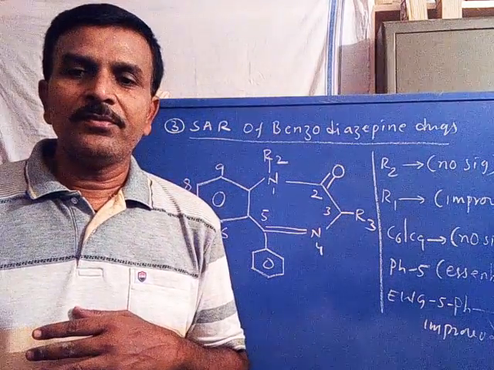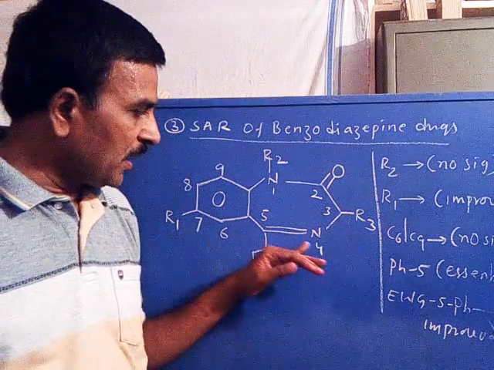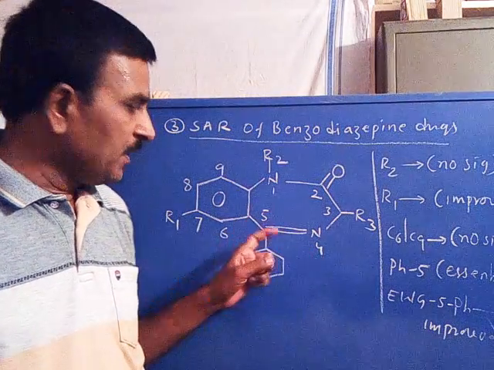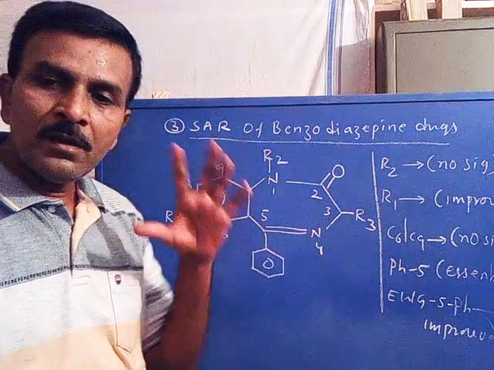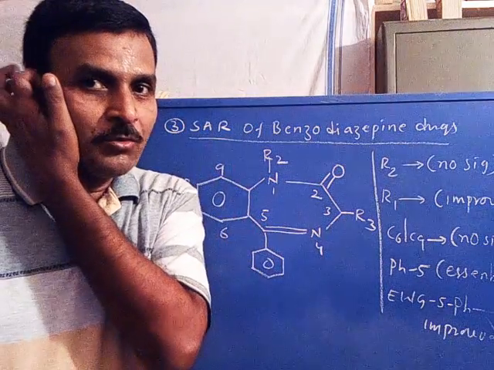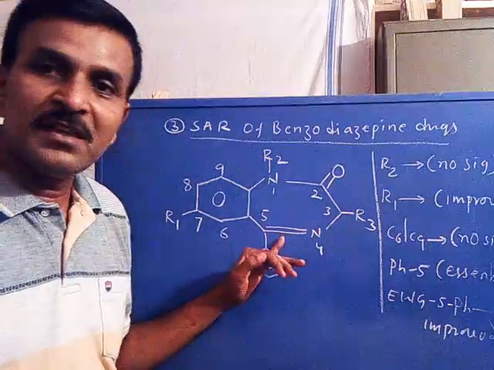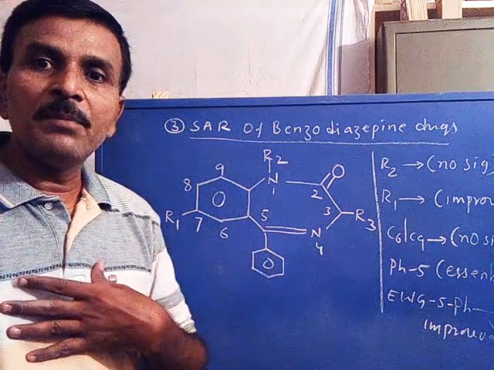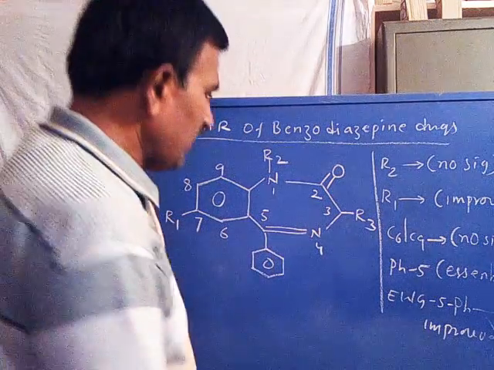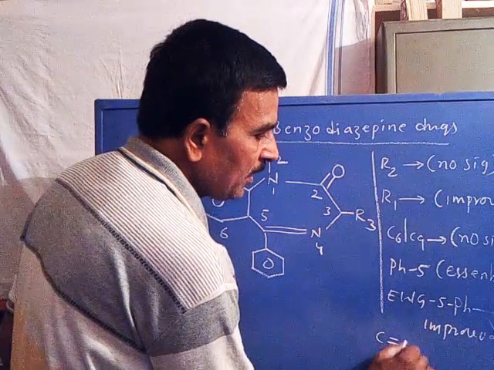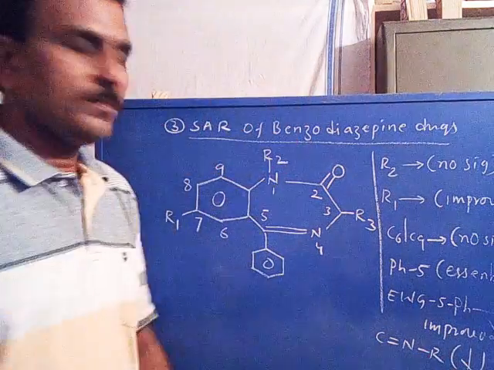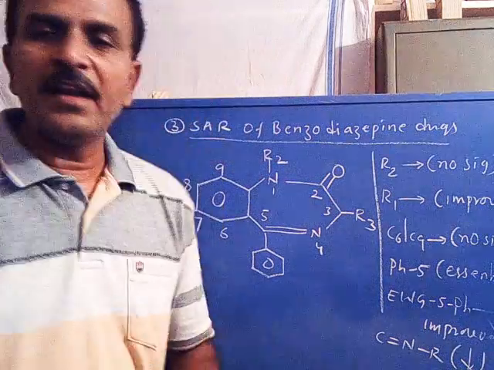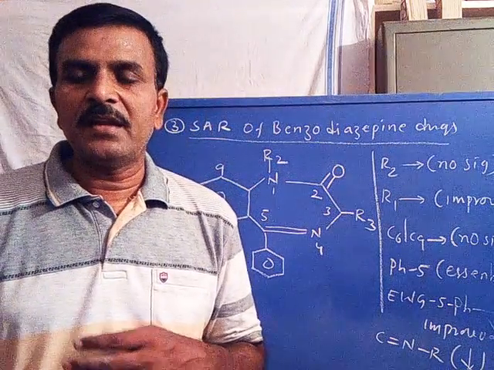Now, reduction of C double bond N group on 4th position, that is reduction of C double bond N between 4th and 5th carbon, decreases its activity. It should not be reduced. The double bond is essential. Double bond should not be reduced. That is, CN reduction decreases its activity.